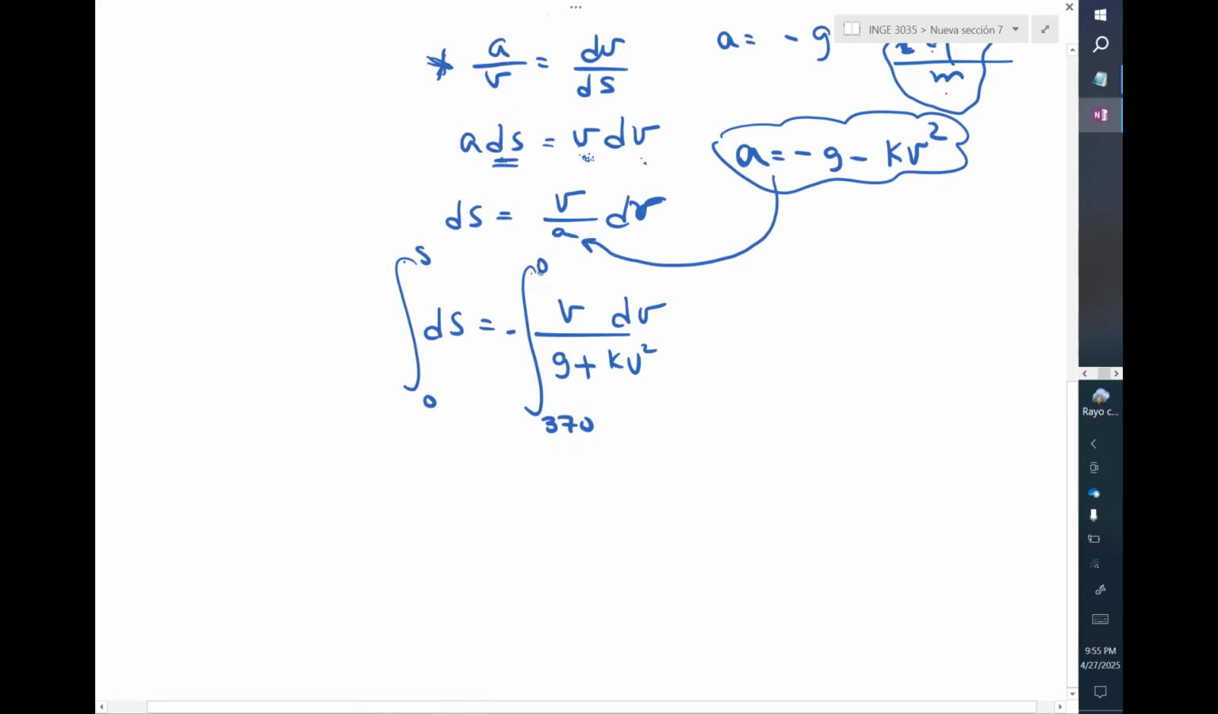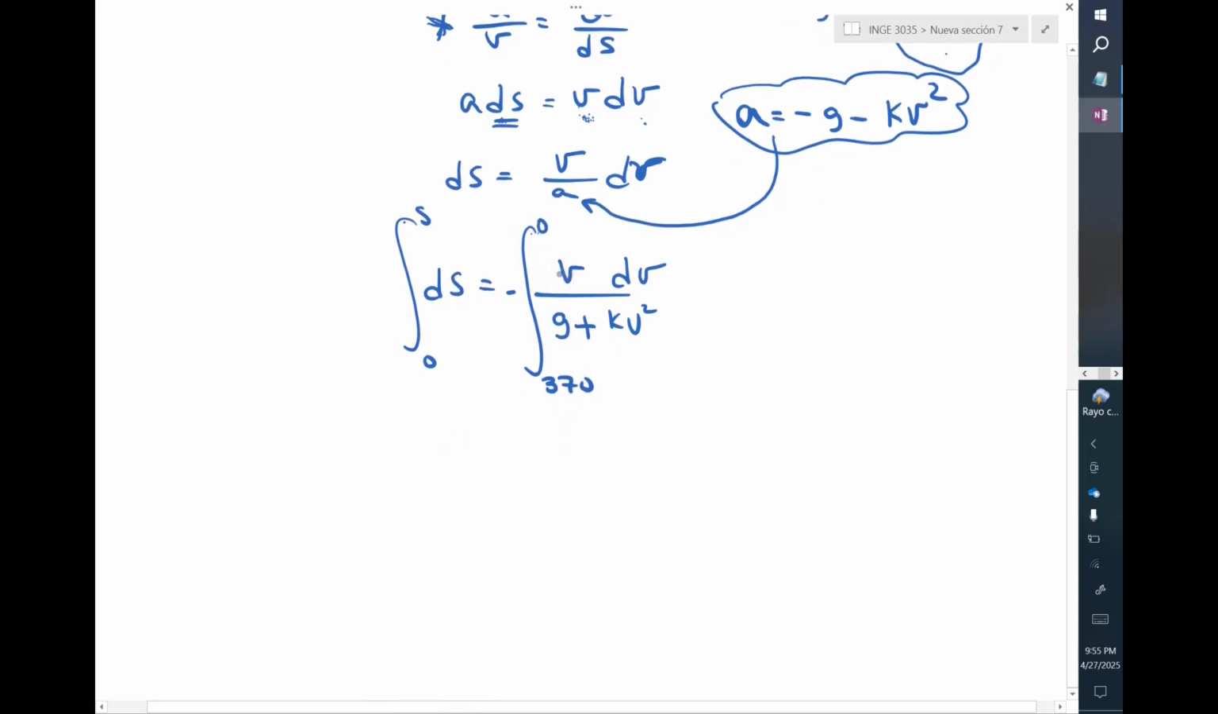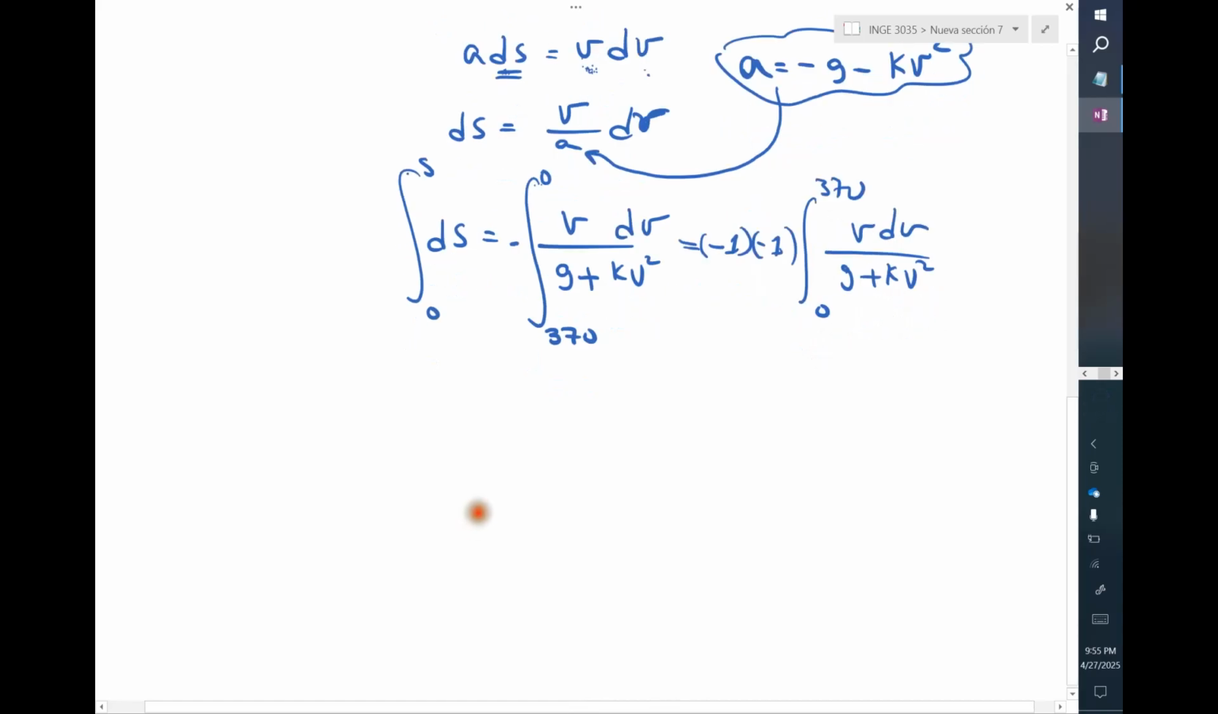Now, most people don't like to integrate like that. I don't care. If you prefer, I can switch the limits here, so another negative will pop out. Let's put minus minus. This is minus, but I'm going to change the limit here, so it's going to end up with 0 and 370 v dv over g plus kv squared. So on this left side, the integral of ds is s, evaluated between 0 and s. Obviously that's going to be s, equal minus minus, that's positive.